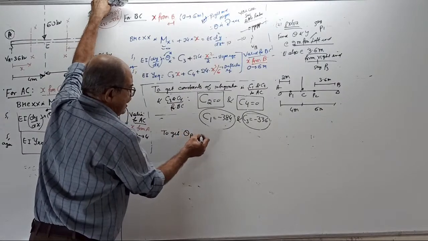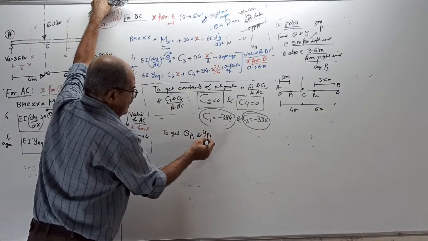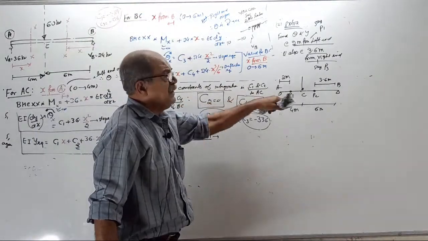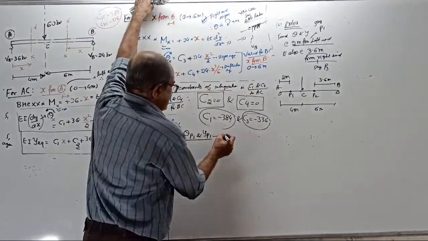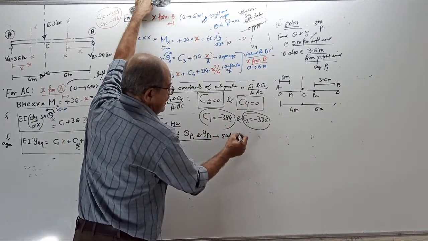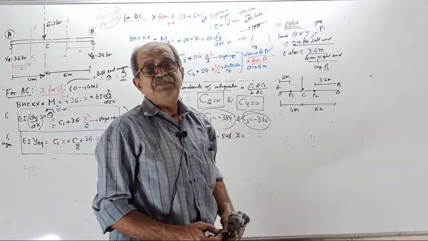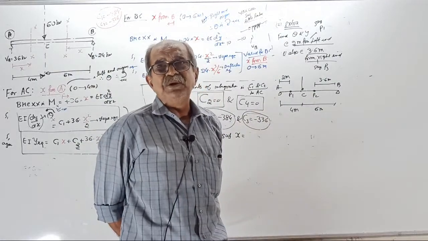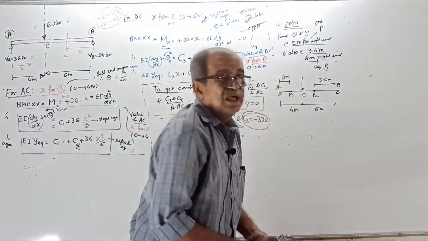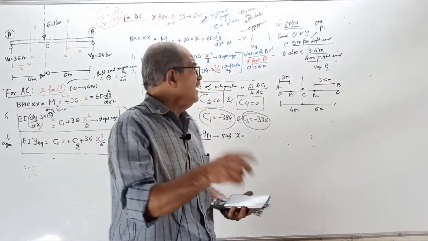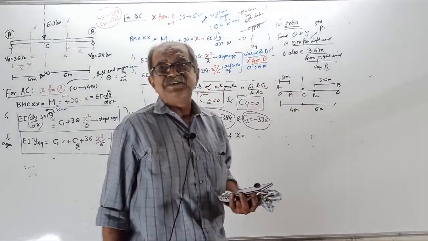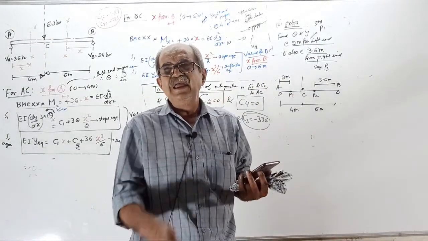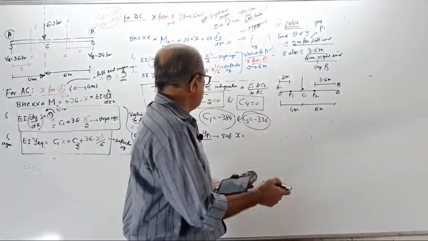To get theta at P1 and y at P1, this is homework for you. To get slope at P1 and deflection at P1, substitute x equal to, how much? When I do it tomorrow by Macaulay's method, the same point I will do, x will change. I have to get the same answer. X equal to 2 meter.